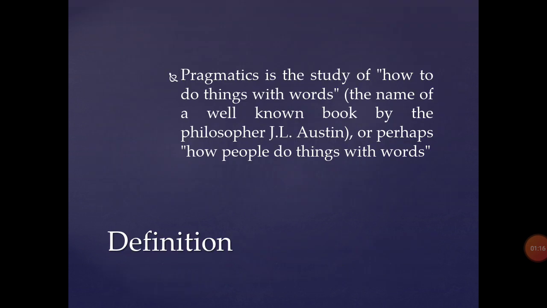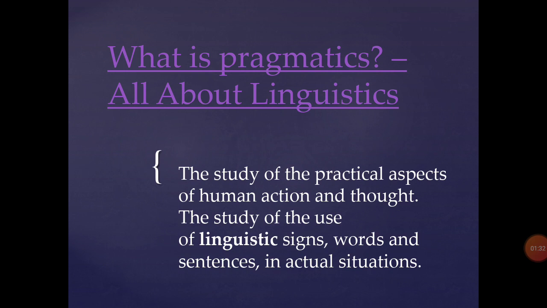Definition: Pragmatics is the study of how to do things with words, the name of a well-known book by the philosopher J.L. Austin, or perhaps how people do things with words. What is pragmatics all about? Linguistics, the study of the practical aspects of human action and thought, the study of the use of linguistic signs, words, and sentences in actual situations.